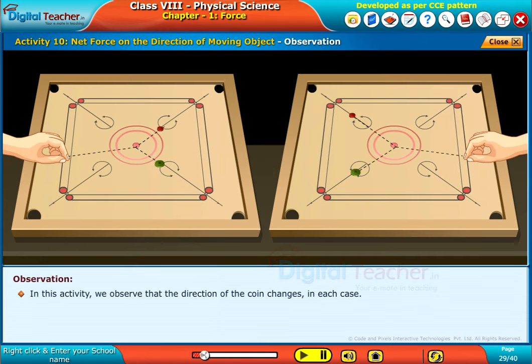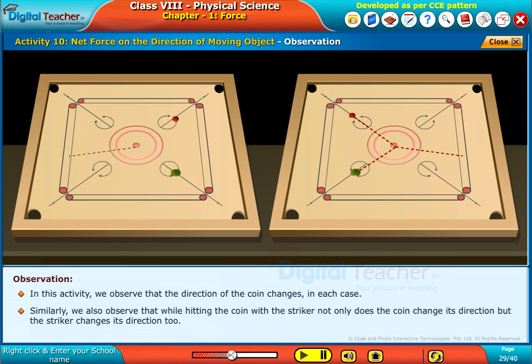In this activity, we observe that the direction of the coin changes in each case. Similarly, we also observe that while hitting the coin with the striker, not only does the coin change its direction, but the striker changes its direction too.